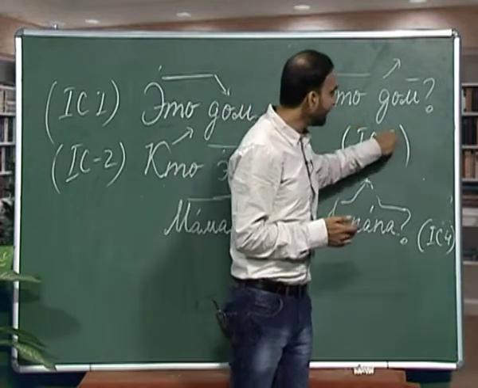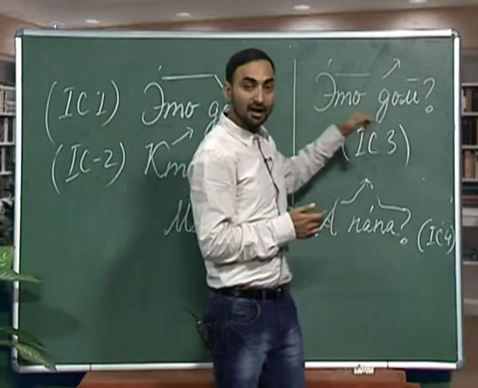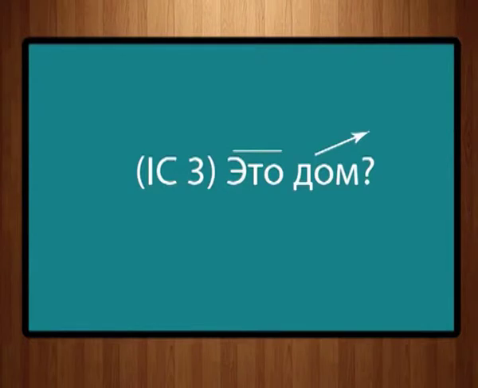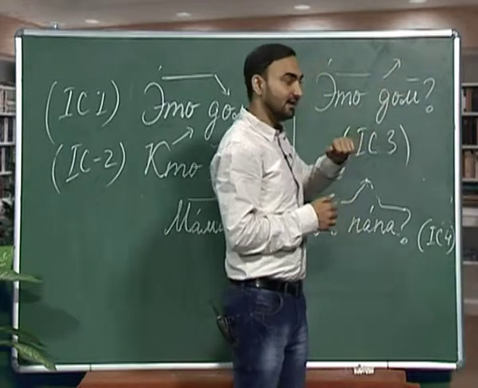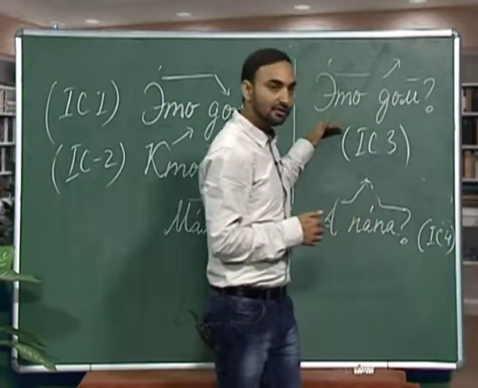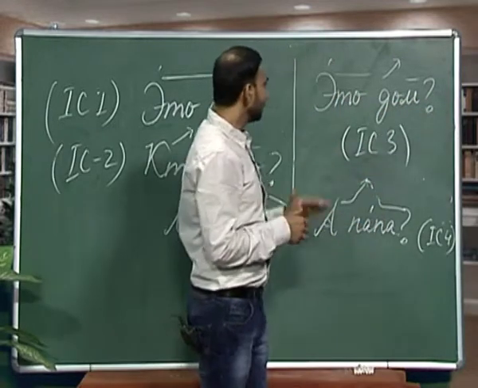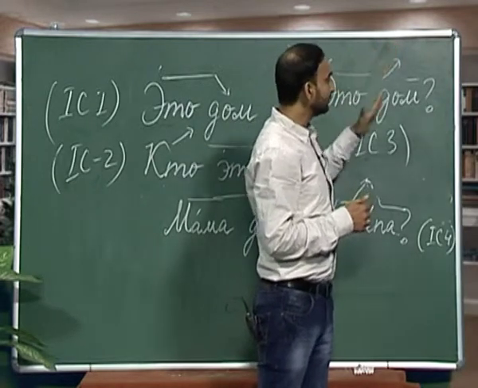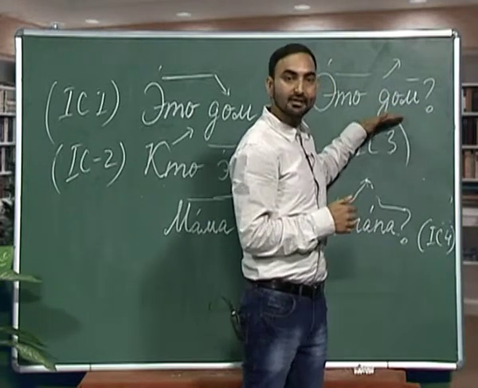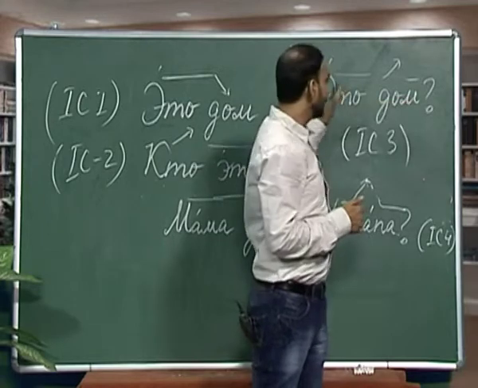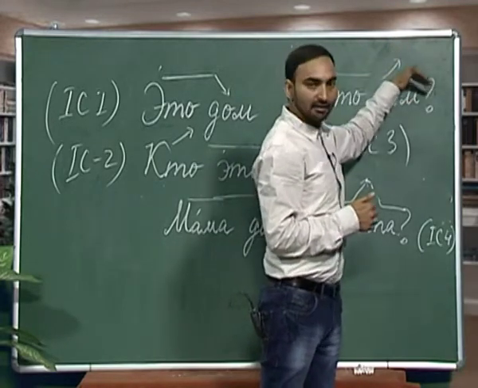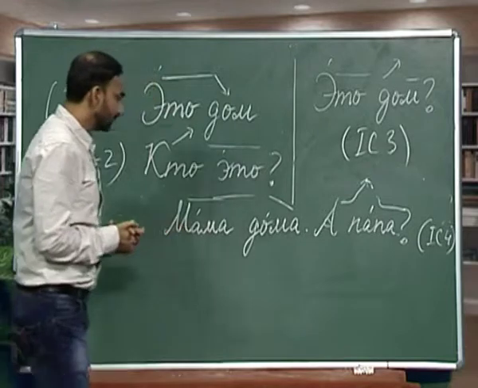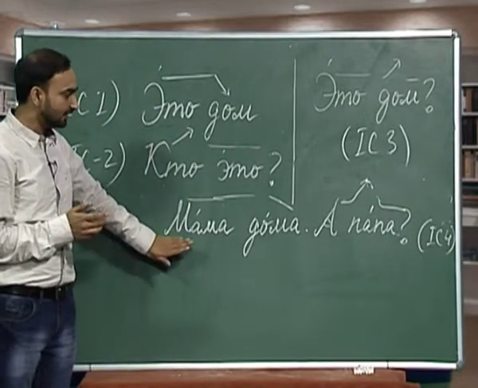The third type of intonation that we are going to do today is intonation construction 3. What happens when we have an interrogative sentence without any interrogative word? For example, "Это дом?" As you can see, this is an interrogative sentence without any interrogative word. Again it starts with the medium pitch and then goes up on the word which contains the question, in this case дом. It rises up and then comes down. Это дом?